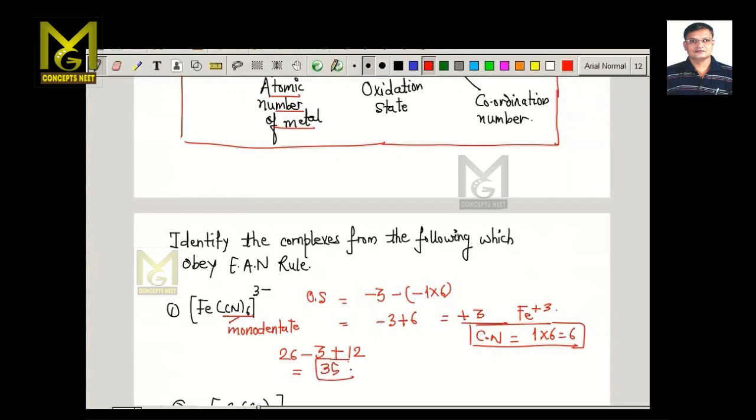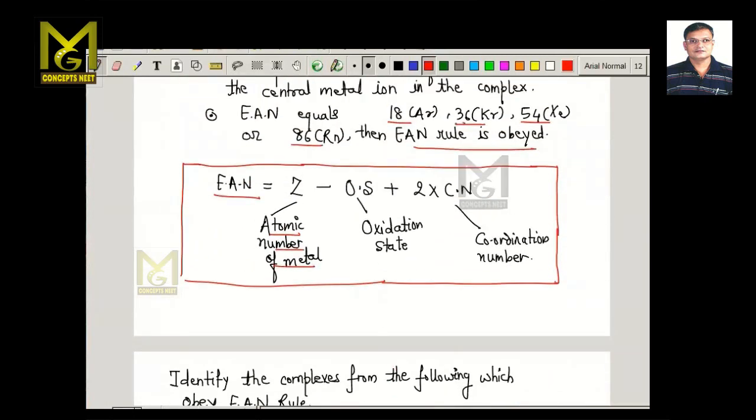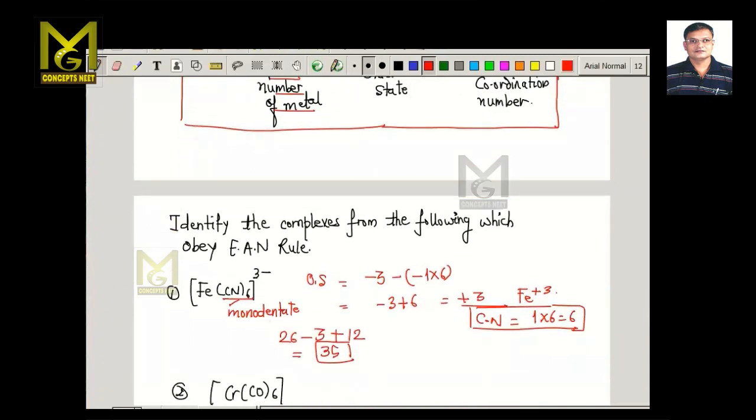So in this case, this complex has not attained 36; it is less than 36. If it had attained 36, the krypton electronic configuration, then we say that it obeys the EAN rule. But in this case, the EAN we get is 35. Therefore, it does not obey the EAN rule. That is the meaning.